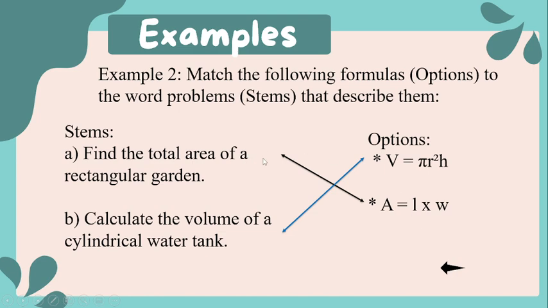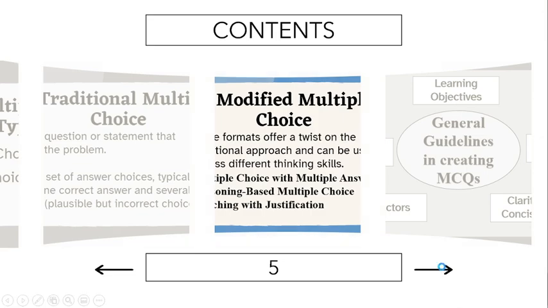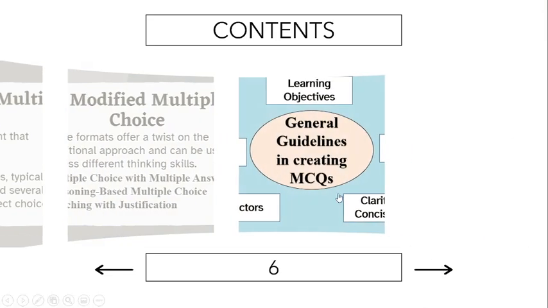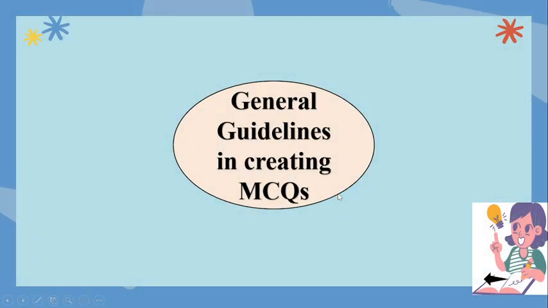So here, A is matched to this: area is equal to length times width. Our justification might be because in finding the total area of a rectangle, we use the formula area is equal to length times width, while the other one is if we are going to find the volume of a cylinder, our formula is V is equal to pi r squared. So next, we have general guidelines in creating MCQs.